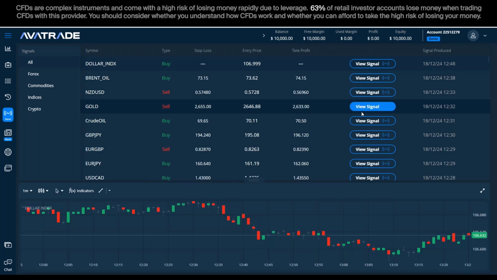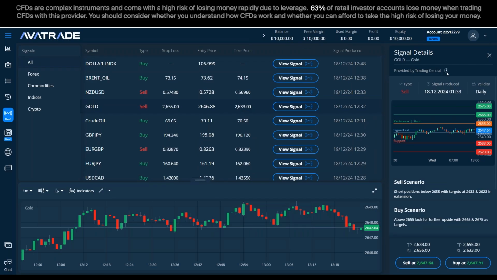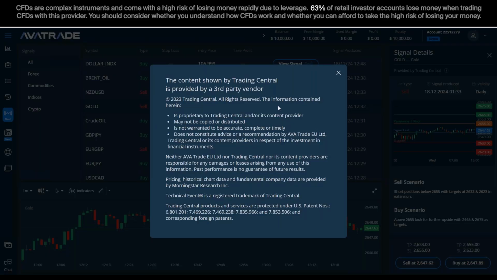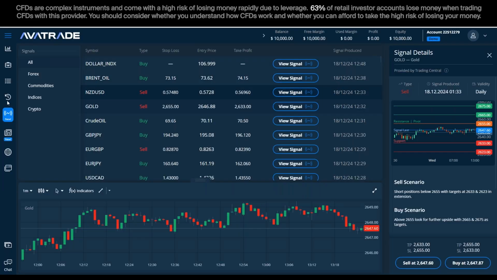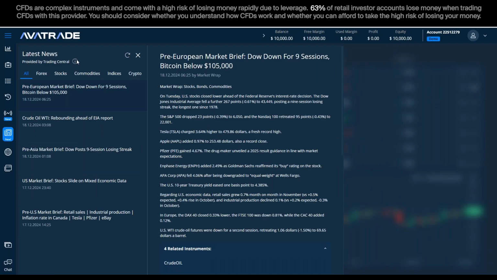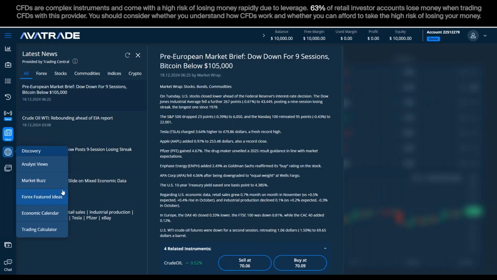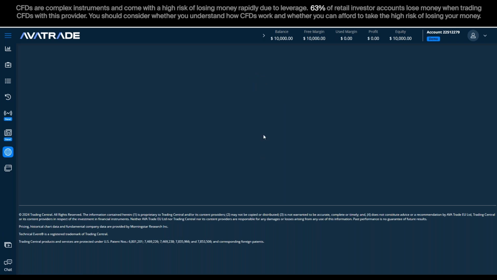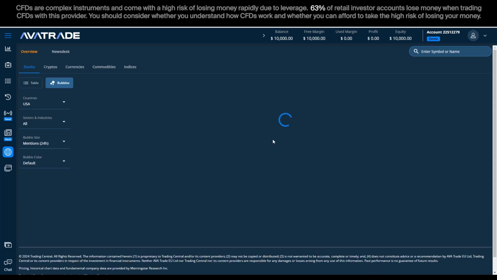I'm going back in a minute. But as you can see, the trading signals are not from us, from AvaTrade. We're not manufacturing the signals. It's by a third-party vendor, which is called Trading Central. So does the rest of the things that I showed you. The news, as an example, is also provided from them. Thank you again for reminding me.